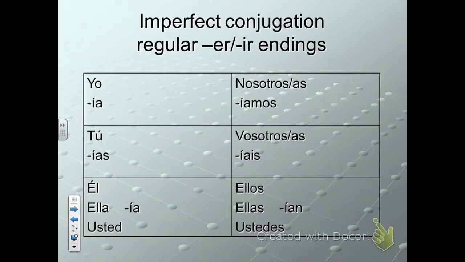Okay, so here's the ER and IR endings. Now, all of these have accent marks. All of them. So the yo form is ía, with an accent on the I. Tú form is ías. Él, ella, usted, ía. Nosotros, íamos. And then the ellos, ellas, ustedes, ían.